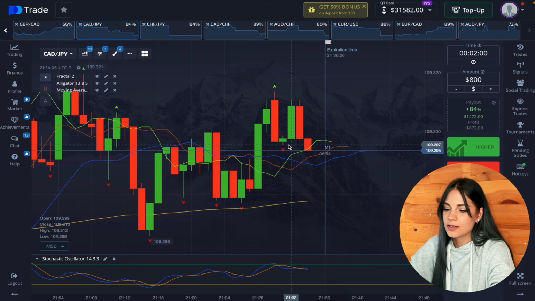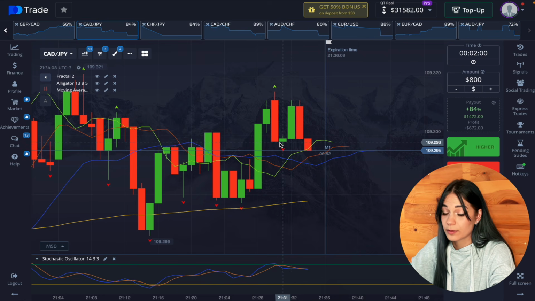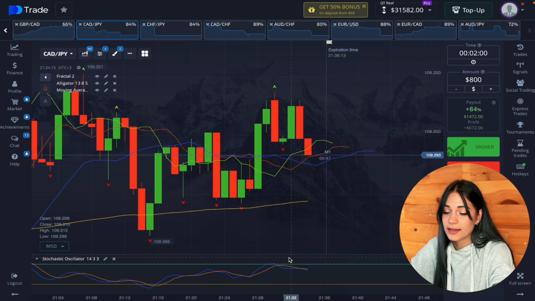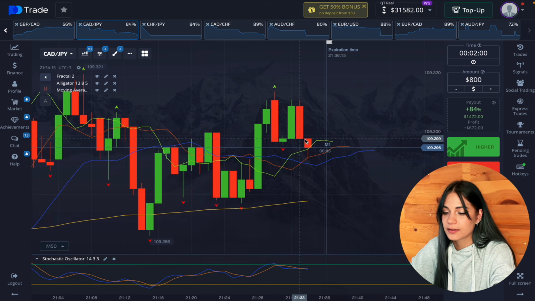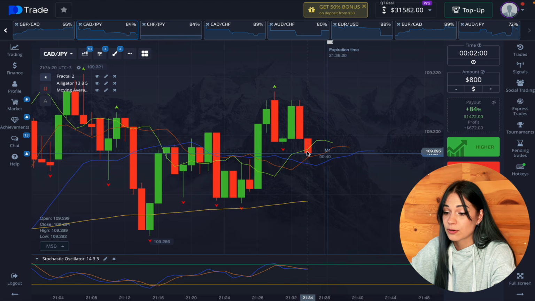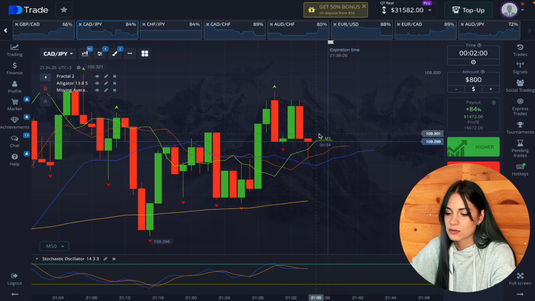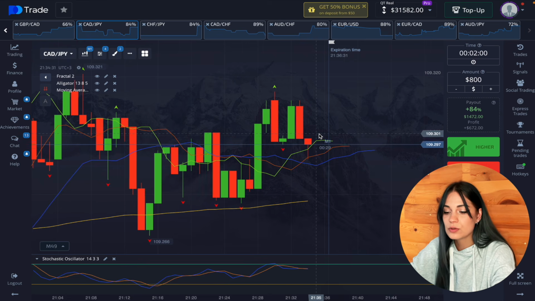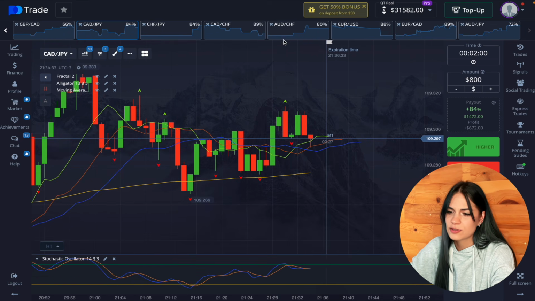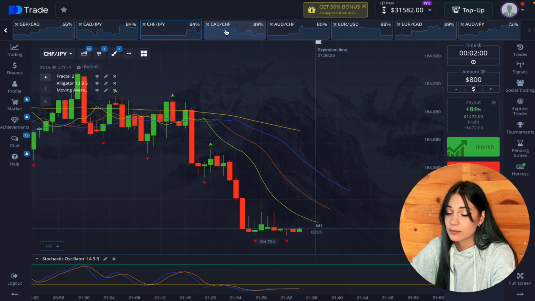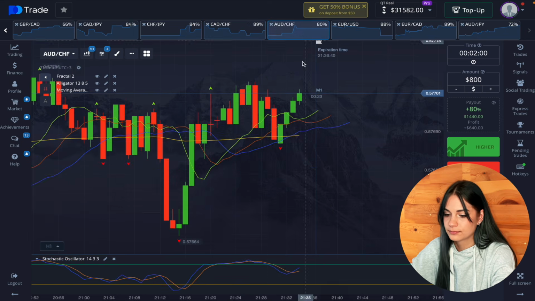Okay, so right here we have a situation where there was a signal from the fractal. Stochastic was okay, but you can see that right after the closing of the second candlestick, the third one is rapidly moving down, and even though the alligator just started to show us the beginning of a new trend, I think this deal is going to be too risky, and I advise you to ignore stuff like that because again, too risky here.